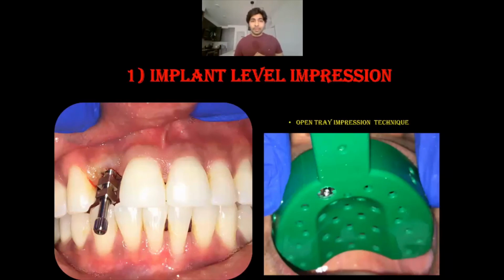So the first step in the prosthetic stages will be implant level impression. I went ahead and took the open tray impression. The material of choice that I used was heavy body material. In the picture that I was showing, you can see the access channel for the impression coping.